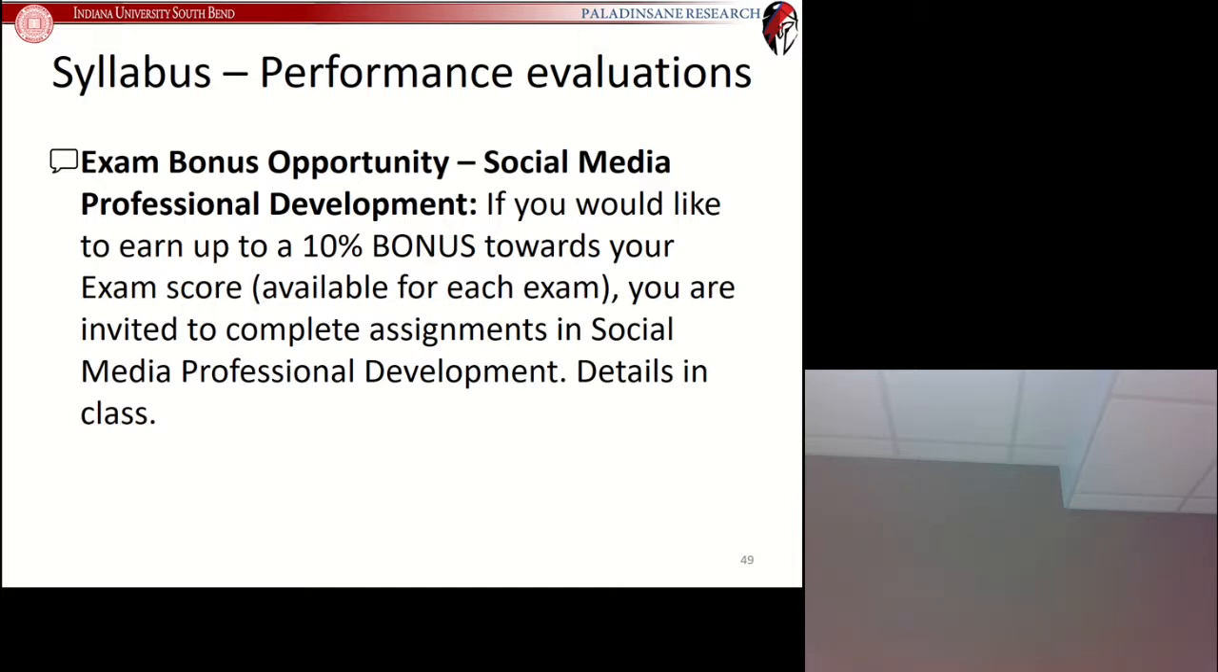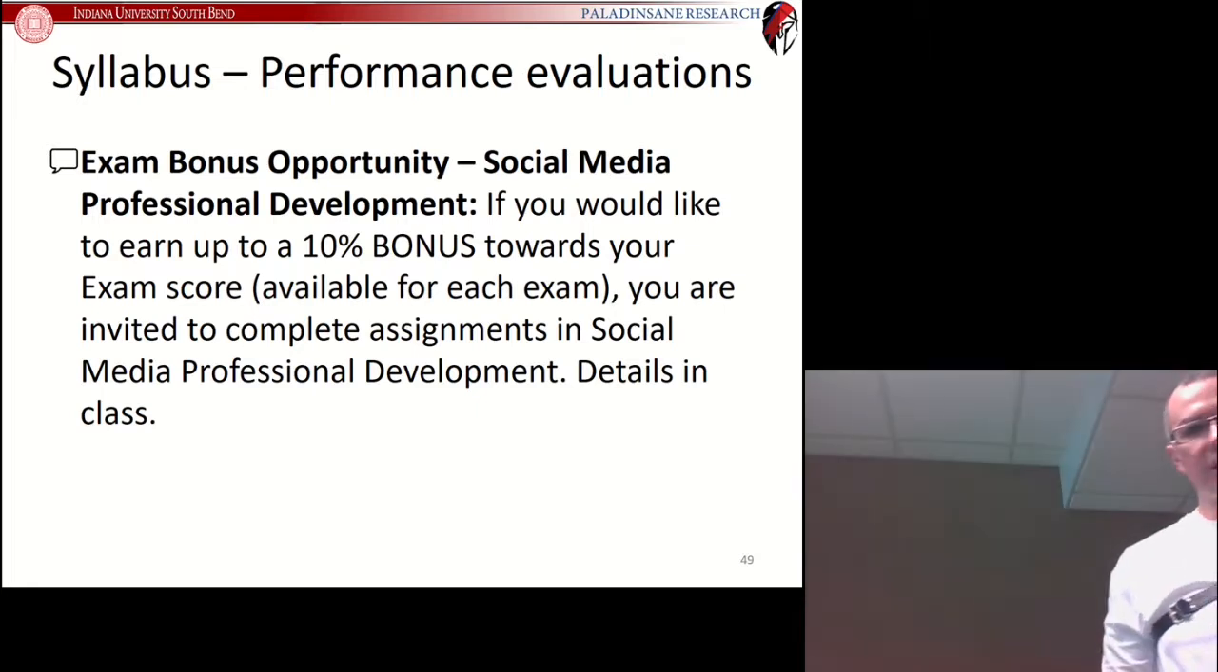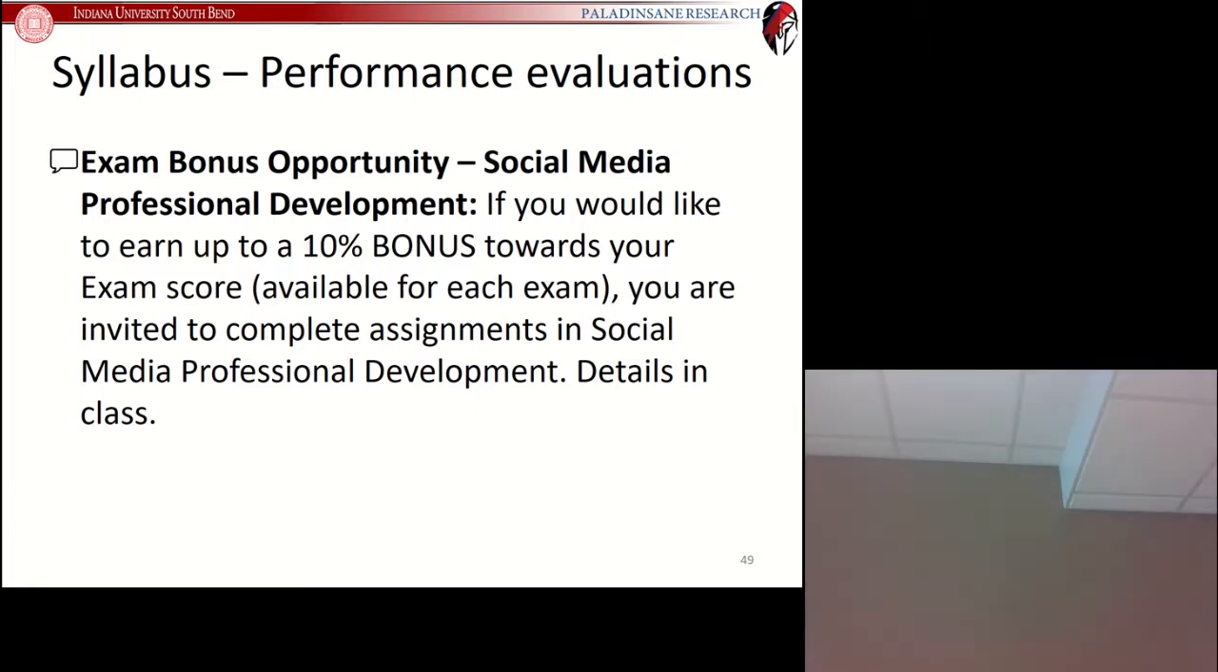It's not going to be too arduous, but it will be worth up to a 10% bonus towards your exam score. And it's going to be available for every exam. So we're going to have something to do every single week. It's not going to take too much time. Most social media stuff doesn't. And you can earn up to 10% of a bonus towards each of your exams. So I'll have more details about that as we start rolling that out.